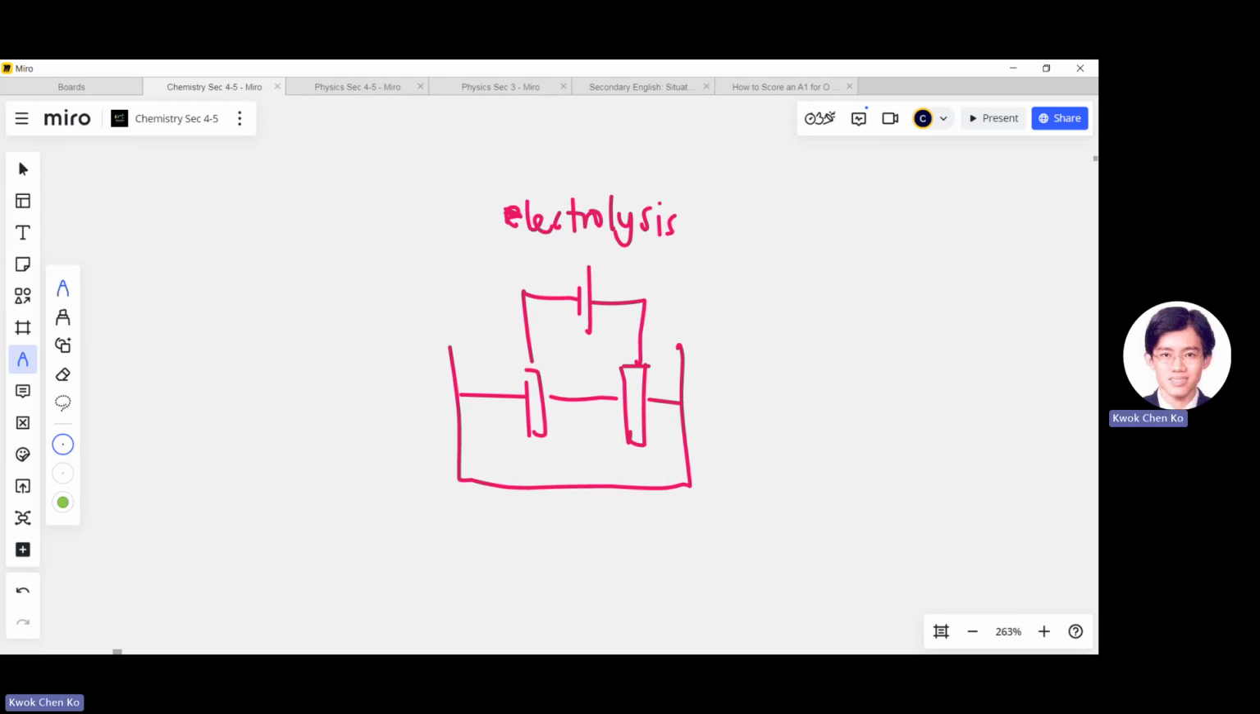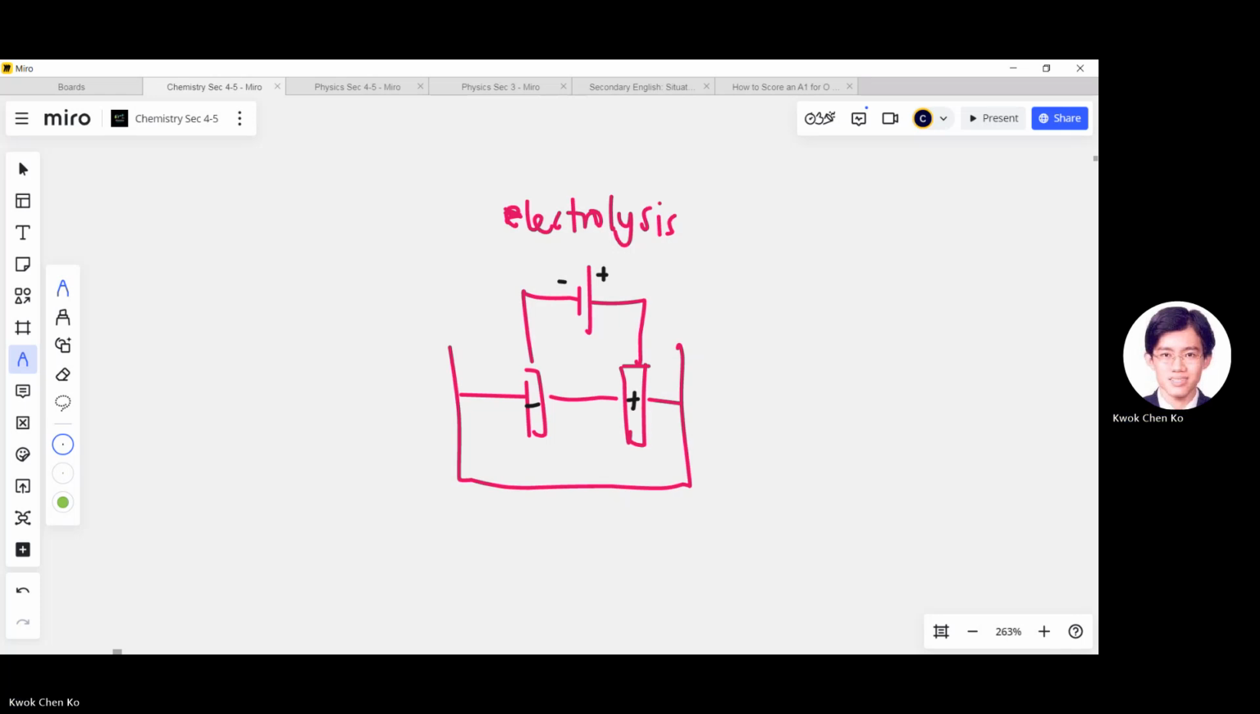First thing, look at the battery. Negative, positive. Maybe I jump too fast. I'll rephrase my question. Which electrode is positive? Which electrode is negative? Now, for electrolysis, it follows the battery. Negative will force this guy to become negative. Positive will force this guy to become positive.